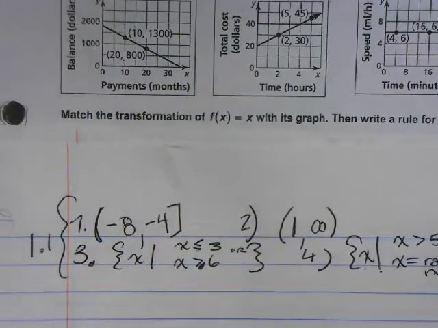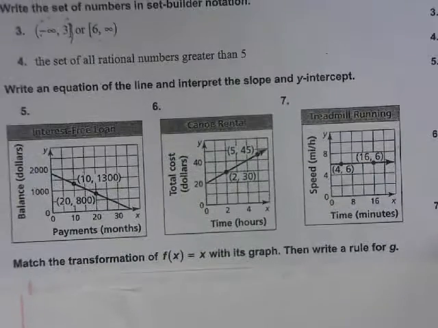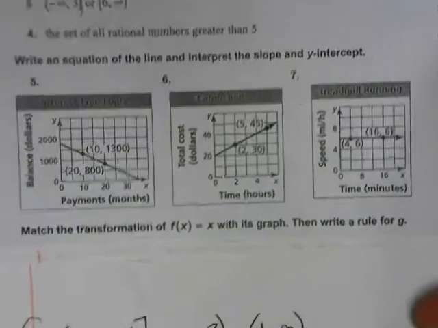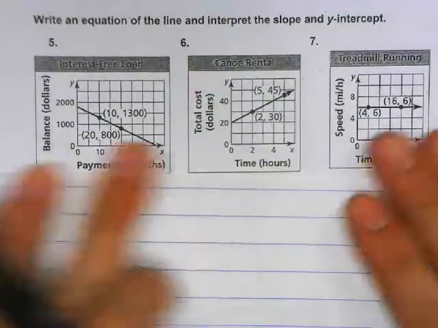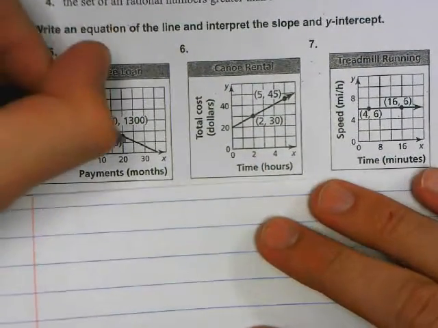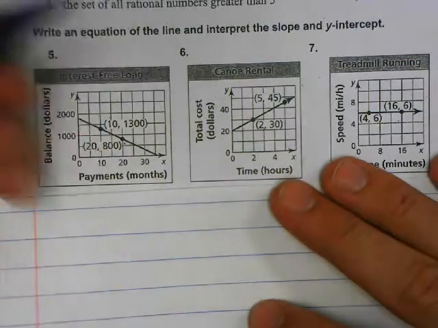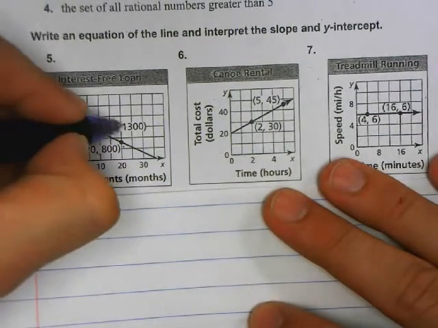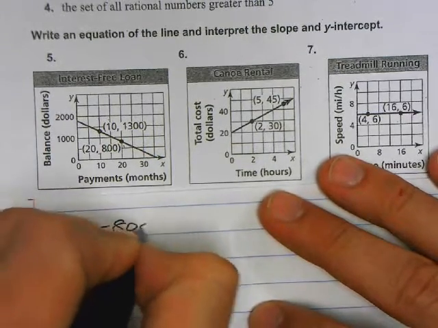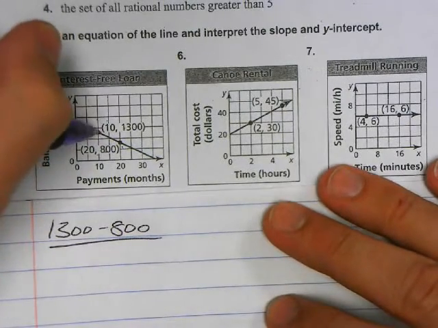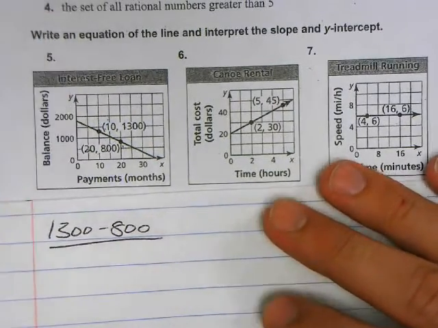On number 5, they're going to ask you to write the equation of the line, interpret the slope, and then look at the y-intercept. All right, so number 5 is asking you to write the equation of that line. So what we're going to need first is the slope. That's why they gave you these 2 coordinate points, so you could find the slope. So the difference in y is 1,300 and 800. The difference in x is 10 and 20.